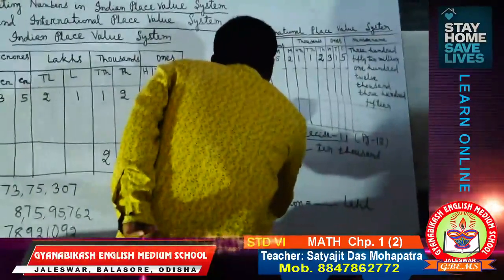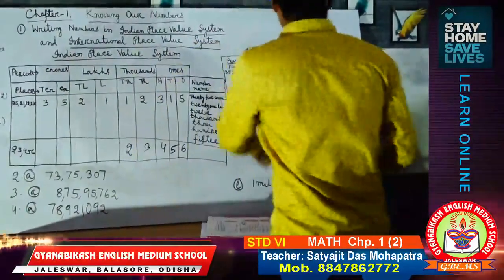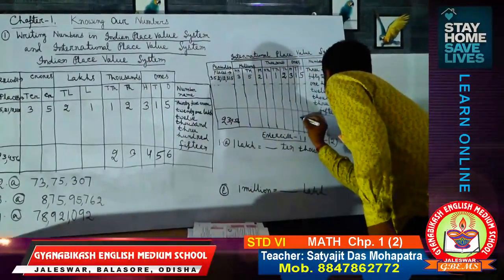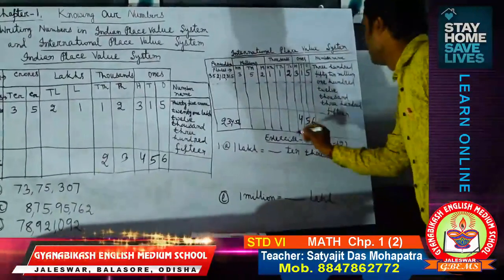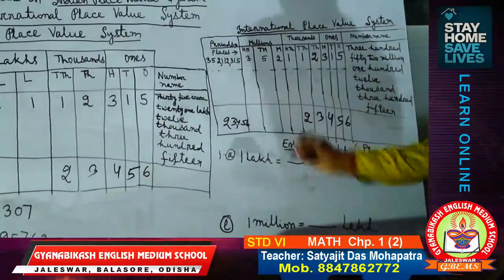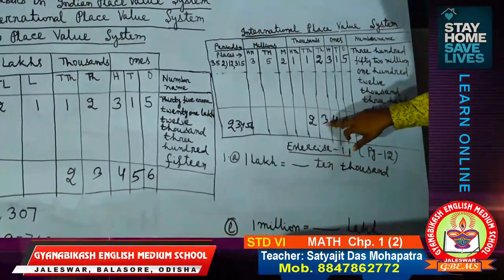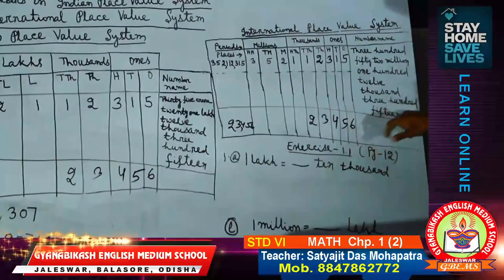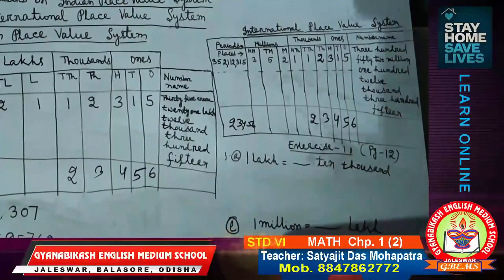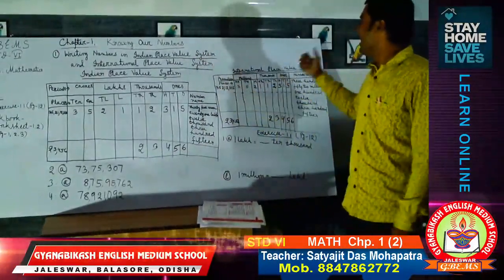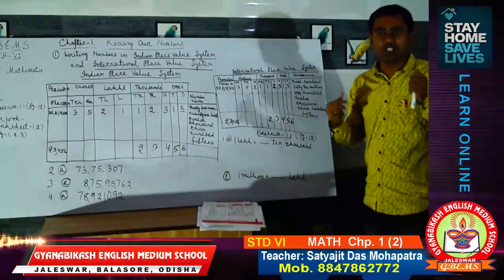Now next, another example: 2, 3, 4, 5, 6. Here you put it like this: 6, 5, 4, 2, 3. So what is this? This is 23,456. So students, today we discussed the Indian place value system and the international place value system.